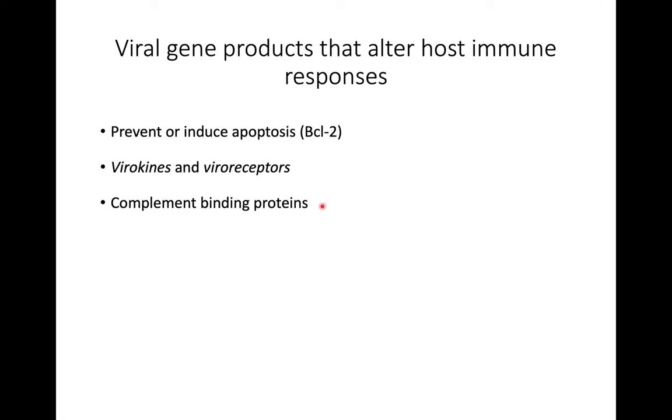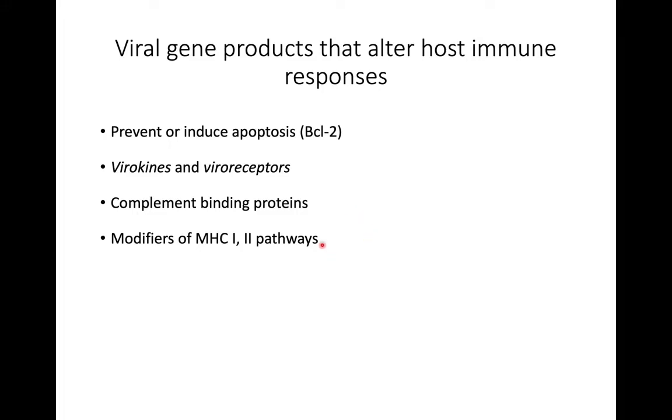Viruses, interestingly enough, can also bind to complement binding proteins. It's been shown that mumps and some other enveloped viruses actually accumulate factor H in their envelope because the complement-mediated killing can work on some enveloped viruses as well.